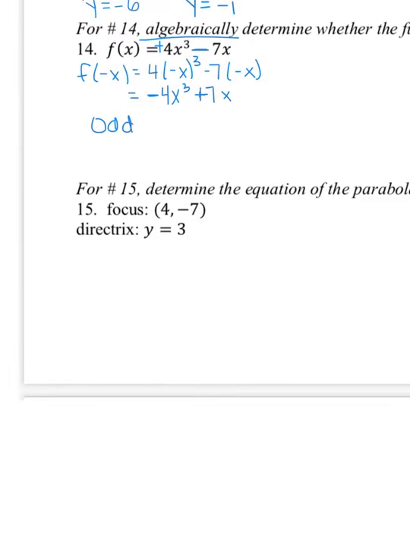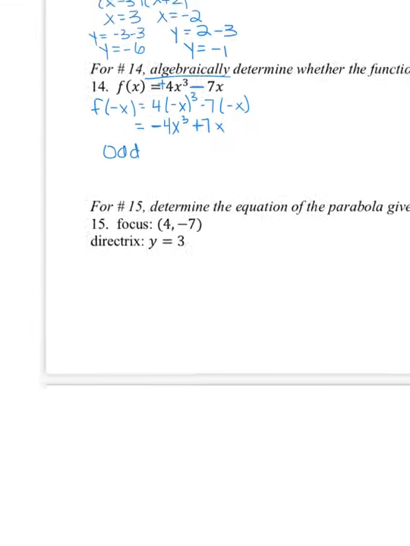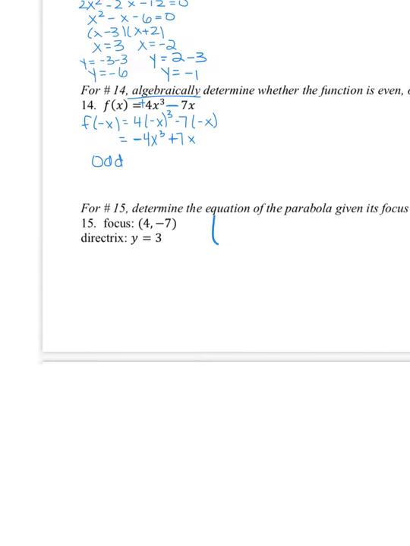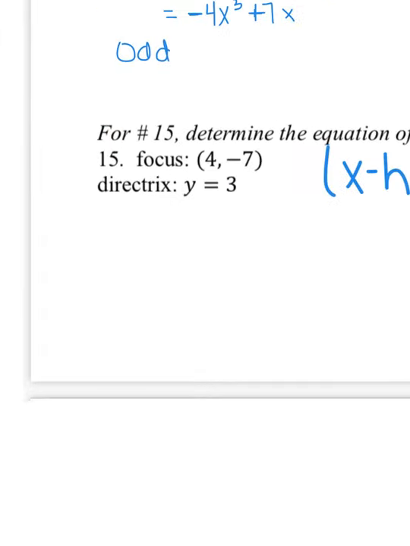Number 15, determine the equation of the parabola. So the equation of a parabola, again, that formula is (x minus h) squared equals 4p (y minus k). All right, so your focus is at (4, negative 7), so I'm going to draw it. Again, you just draw these. Makes it a lot easier on yourself.